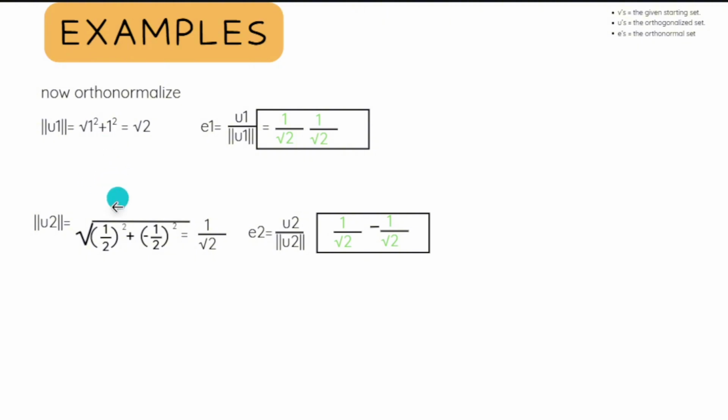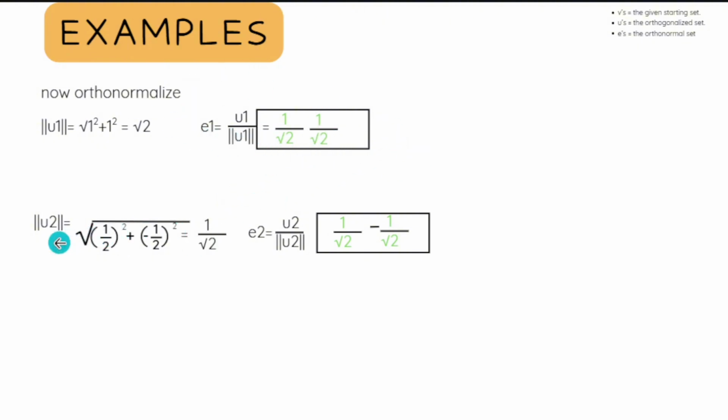Now, kukunin natin yung orthonormal set, which is E1. To get this, you need U1, which is the orthogonalized set, divided by the norm of U1. So, when you divide this by the square root of 2, equivalent will be 1 over square root of 2 and 1 over square root of 2. Now, this is the orthonormal set.